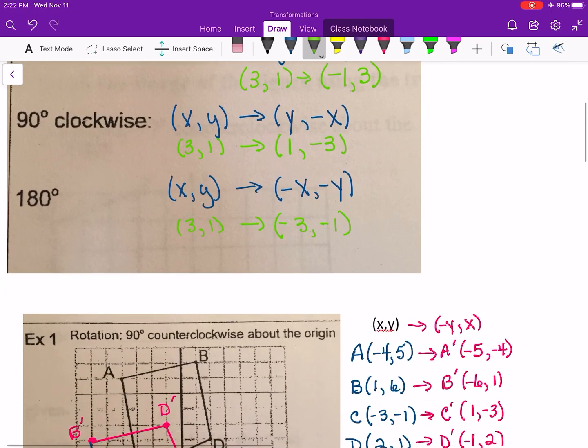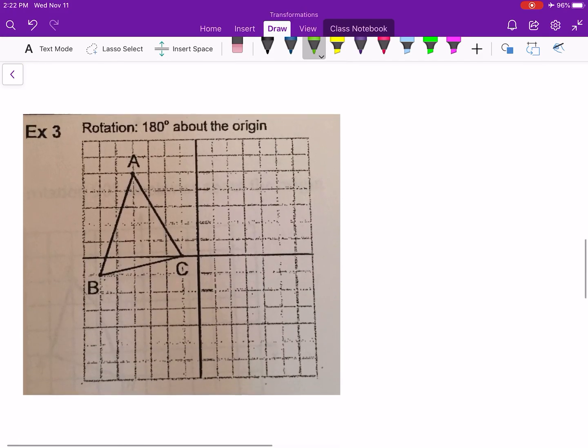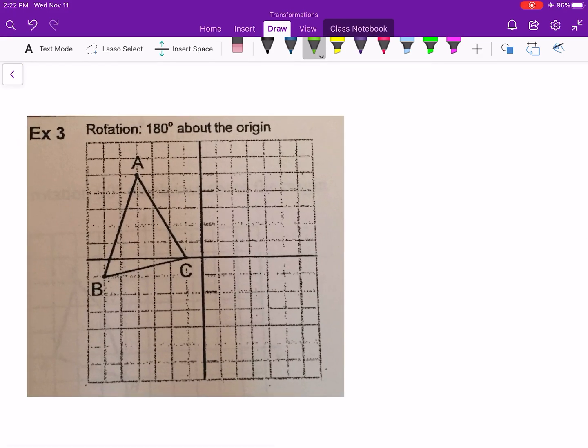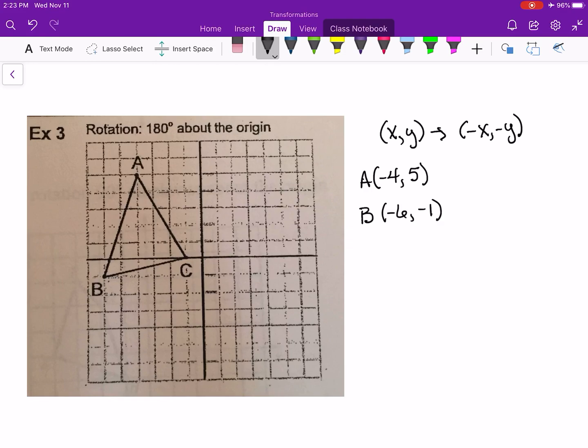All right, third example. Let's do one of those rotations. Rotation 180 degrees about the origin. So I don't forget it, first thing I'm going to do is write down the rule. xy becomes negative x, negative y. Then I'll write down my 3 points, the coordinates. Take a little counting. 1, 2, 3, 4, A is negative 4, 1, 2, 3, 4, 5. Negative 4, positive 5. B is going to be negative 6, negative 1. And C is negative 1, 0.